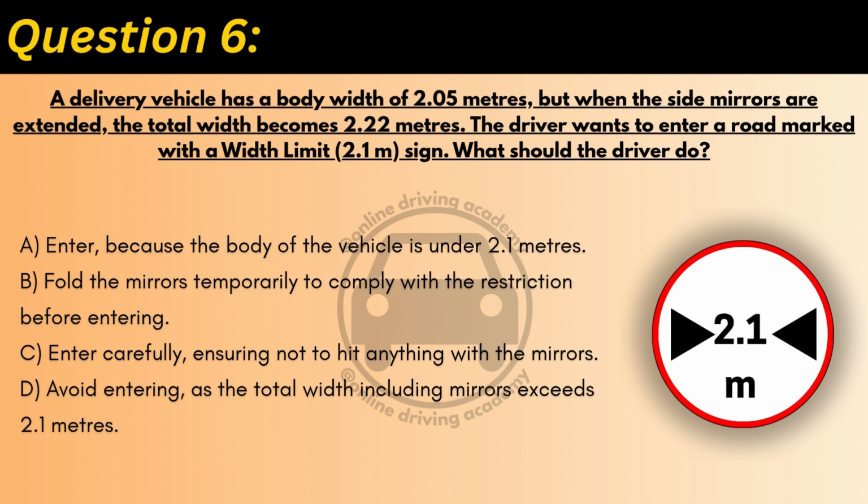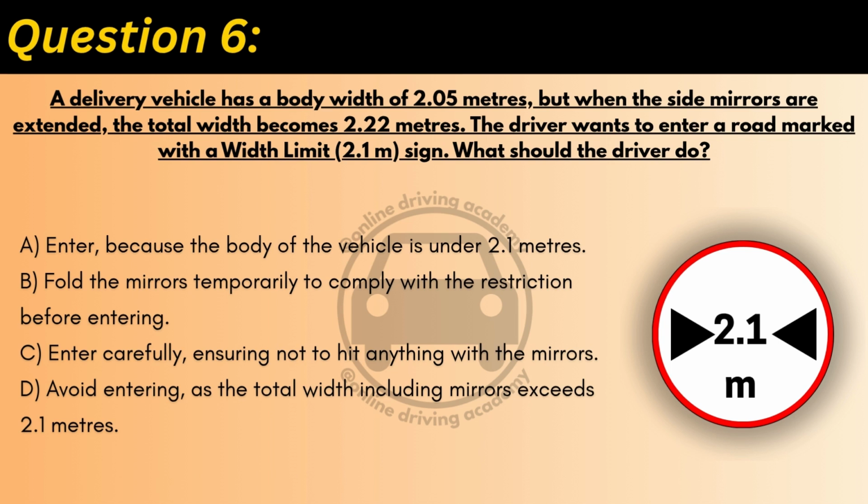A delivery vehicle has a body width of 2.05 meters. But when the side mirrors are extended, the total width becomes 2.22 meters. Now the driver wants to enter a road marked with a width limit of 2.1 meters. What should the driver do?